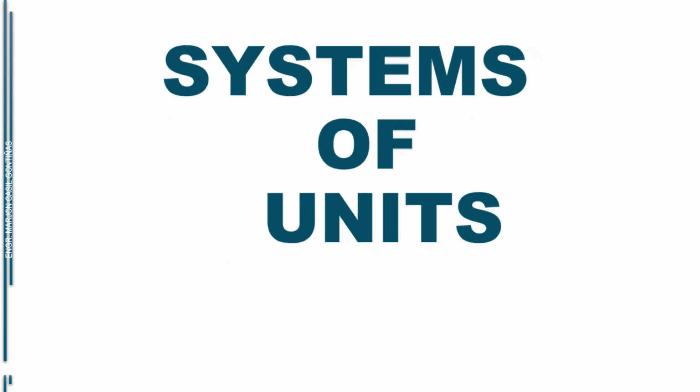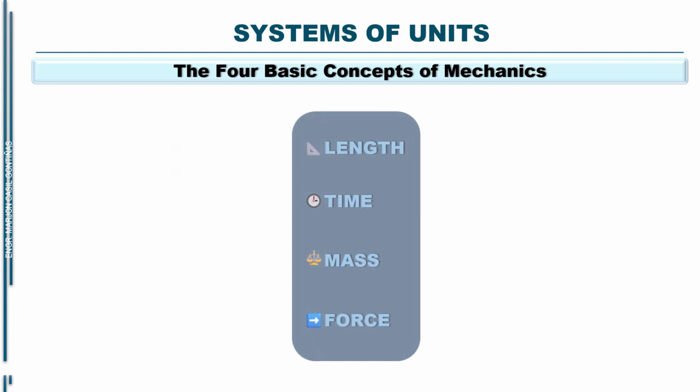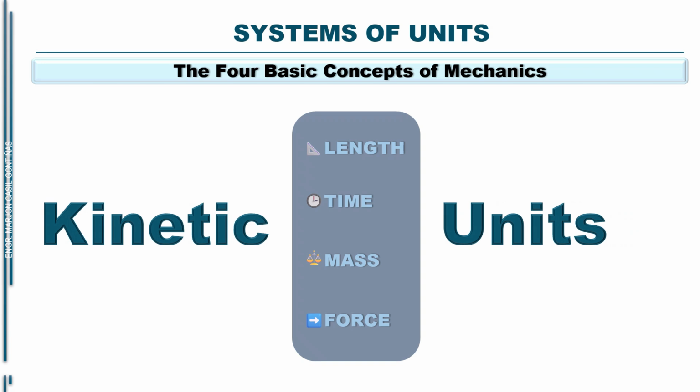Before we dive in, make sure you've watched our previous discussion of the four fundamental concepts of mechanics: space, time, mass, and force. These concepts lay the foundation for everything we'll talk about today. Now, when we move from theory to actual measurement, we don't measure space directly. Instead, we measure space using length, like meters, feet, or miles. In mechanics, we group these measurable quantities, length, time, mass, and force, into what we call kinetic units.